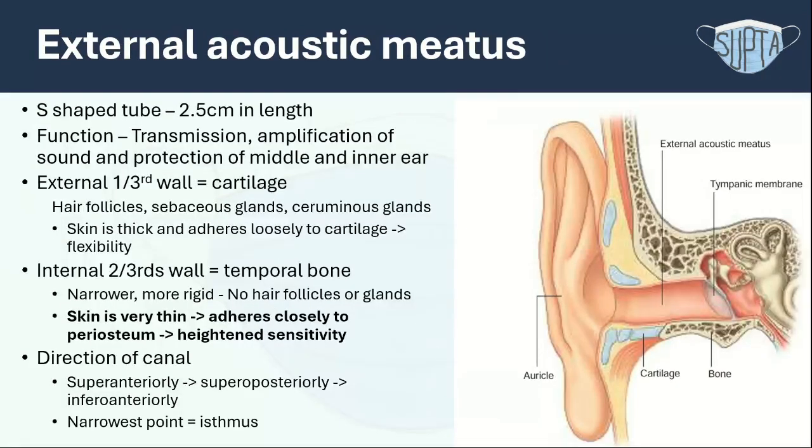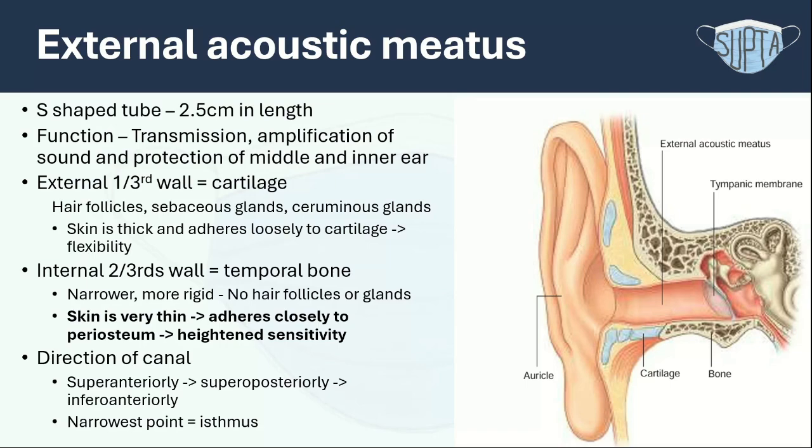So talking a bit more about the external acoustic meatus, it's an S-shaped tube, about 2.5 centimeters in length. The main function, as you can imagine, is transmitting those waves that the auricle was helping to direct through, amplifying the sound and protecting the middle and the inner ear. The external part has the cartilaginous wall, so it's got hair follicles, sebaceous glands, ceruminous glands, and the skin is thick and adheres quite loosely to the cartilage, so this part's quite flexible.